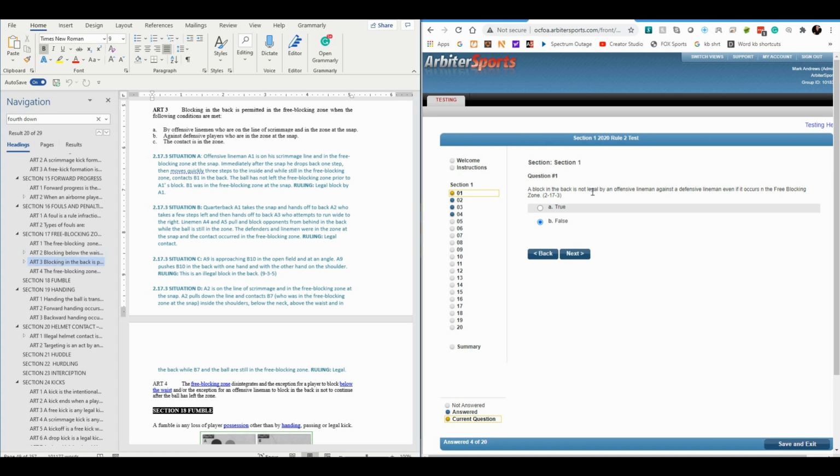A block in the back is not legal by an offensive lineman against a defensive lineman, even if it occurs in the free blocking zone. So the only time a block in the back is legal is when it occurs in the free blocking zone. And there are other conditions. It has to be against a defensive player who's in the zone at the snap, and the contact is in the zone. There's a lot of criteria to make a block in the back legal. One of those criteria is it has to be by an offensive lineman who is on the line of scrimmage and in the zone at the snap.